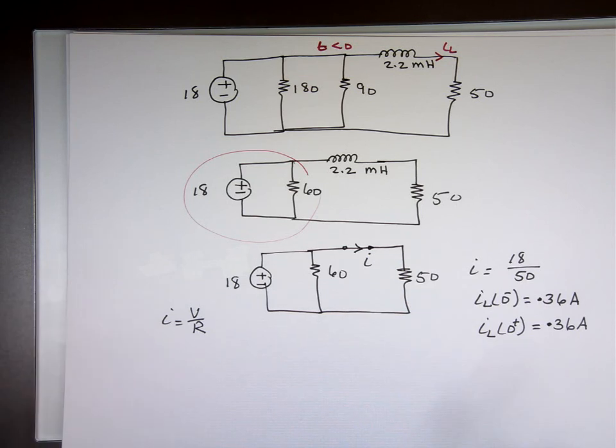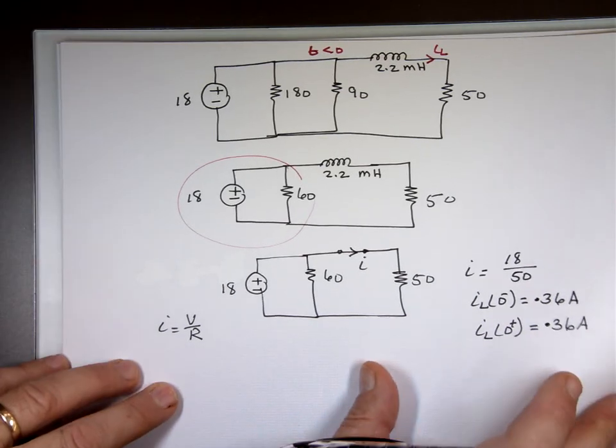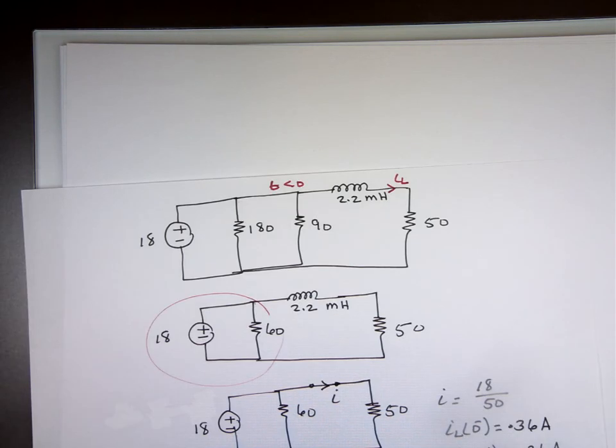Now let's look at the circuit for t greater than 0. I do feel like my head is going to pop. I don't know what I got. Oh, there comes the greeter.